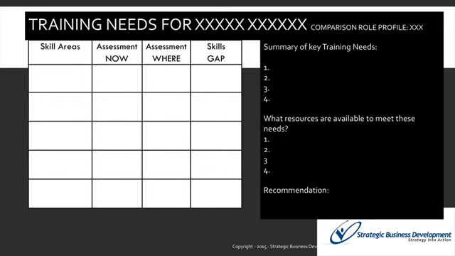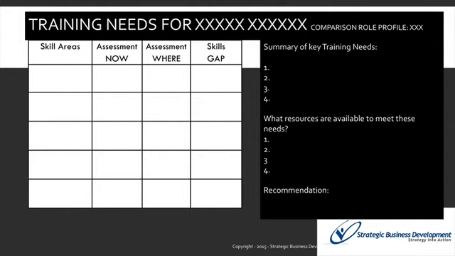Now, a good idea is to get your team to do this for you, so you're not sitting down doing thousands of training needs analyses. Tell them the role profile. Ask them to pull out the skill sets that they think are important. Do the assessments of themselves. Calculate the gaps. Identify the training needs. Find the resources and make a recommendation. You can then cross-check that.